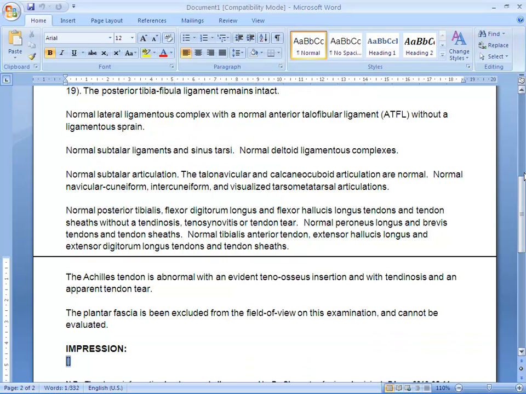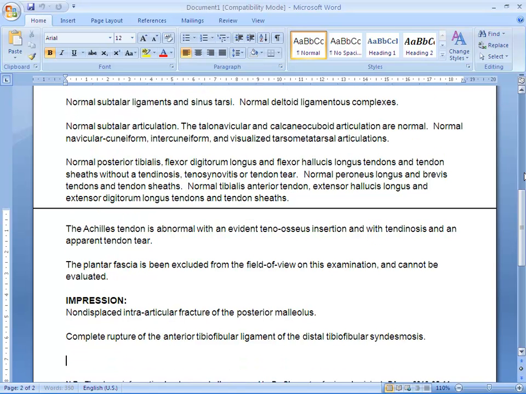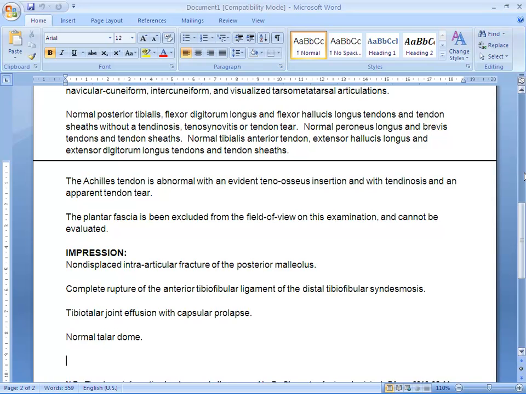Non-displaced intra-articular fracture of the posterior malleolus. Complete rupture of the anterior tibiofibular ligament of the distal tibiofibular syndesmosis. Tibiotalar joint effusion with capsular prolapse. Normal talar dome. Slight tendinous abnormality and an apparent tendon tear.